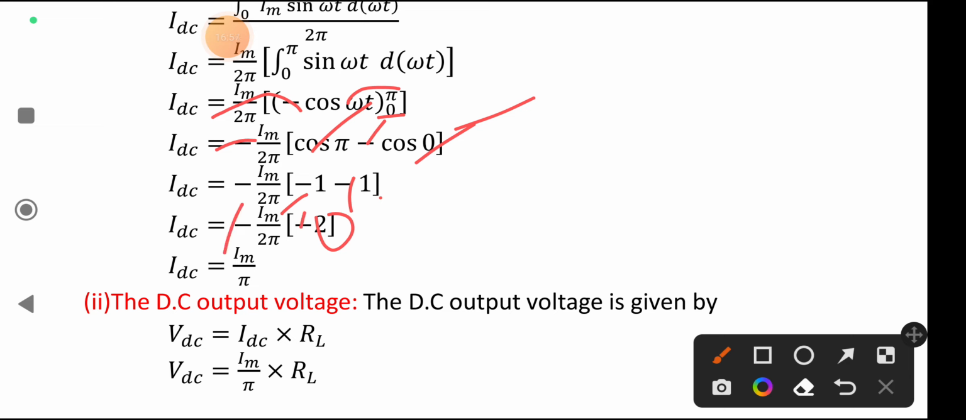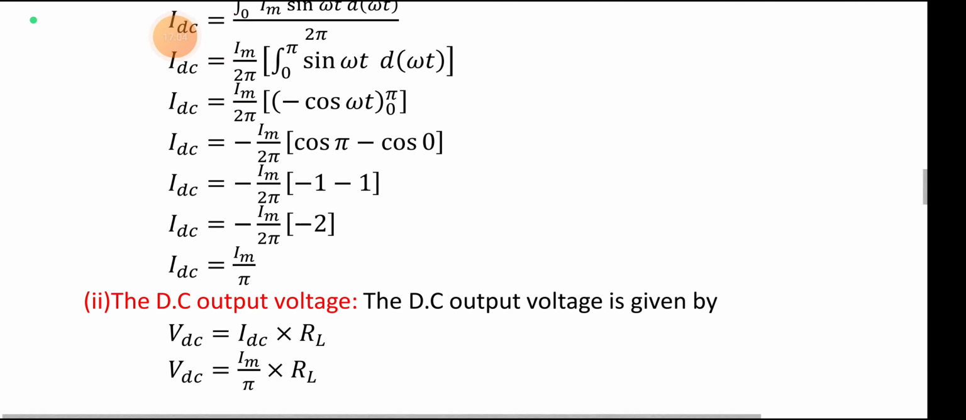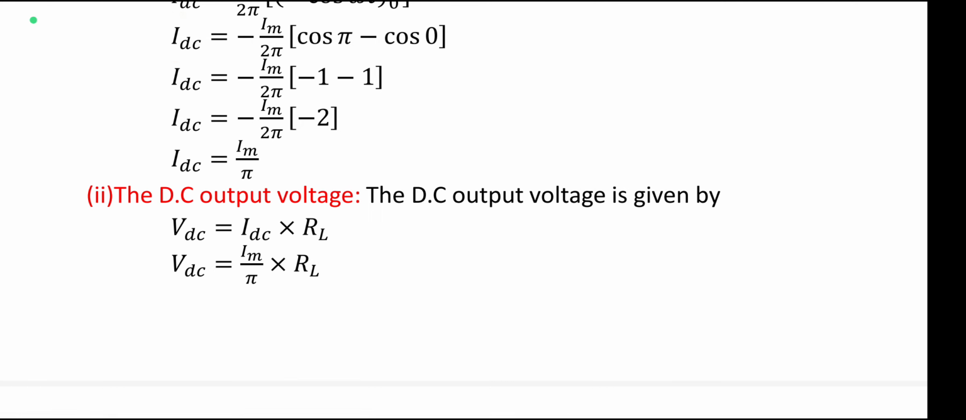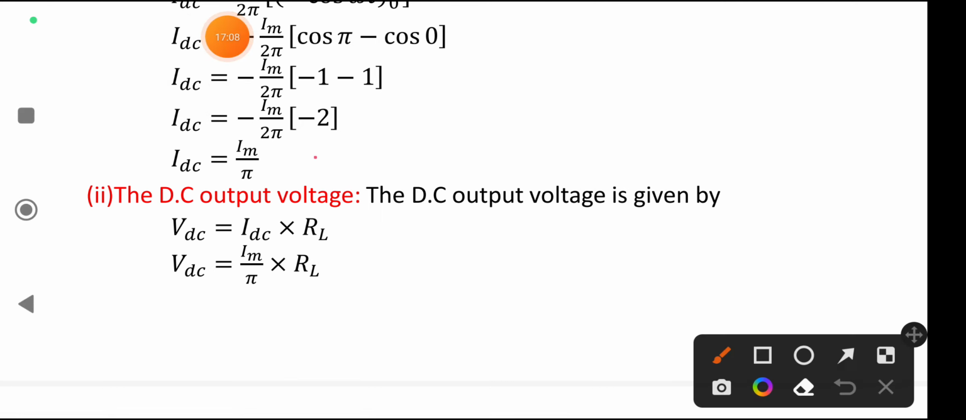So this minus minus becomes plus, and the 2 cancels with the 2. Then we got IDC as Im by pi. So the DC current is Im by pi, where Im is the maximum current.